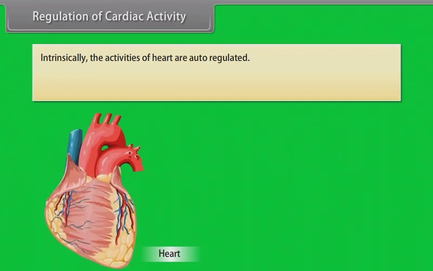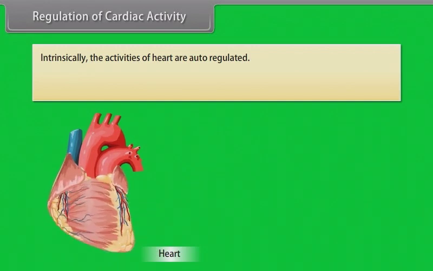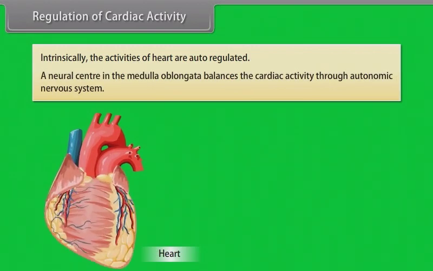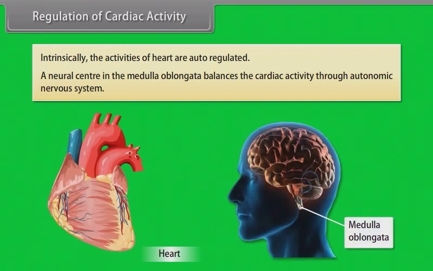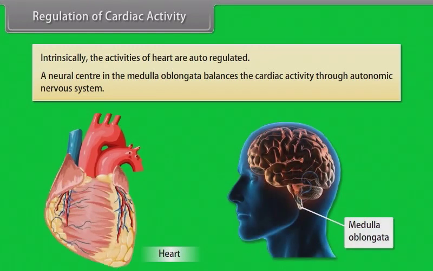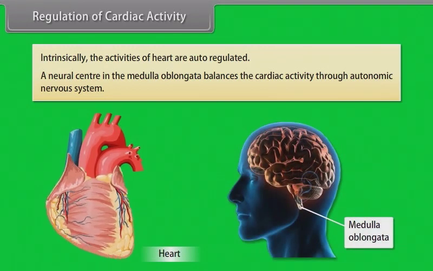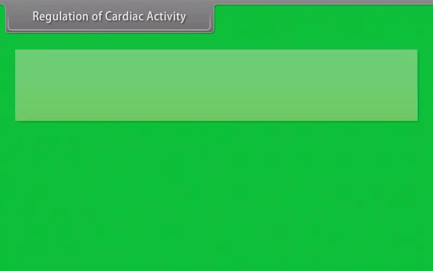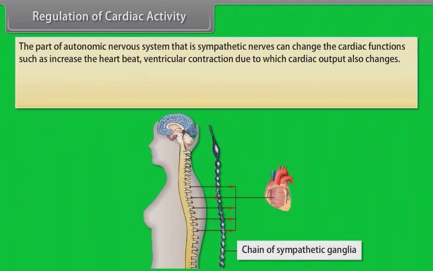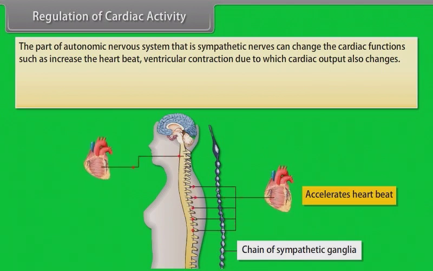Regulation of cardiac activity. Intrinsically, the activities of the heart are auto-regulated. A neural center in the medulla oblongata balances the cardiac activity through the autonomic nervous system. The sympathetic nerves, a part of the autonomic nervous system, can change cardiac functions such as increasing the heartbeat and ventricular contraction, due to which cardiac output also changes.